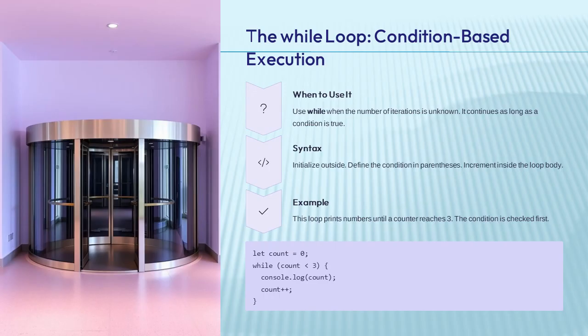Next up, we have the while loop. It's great when you don't know exactly how many times the loop should run, but you have a condition. As long as the condition is true, the loop will keep running. Just remember to update the variable inside the loop or you will end up with an infinite loop. When to use it? When the number of iterations is unknown. It continues as long as the condition is true. Here's a simple example of while.